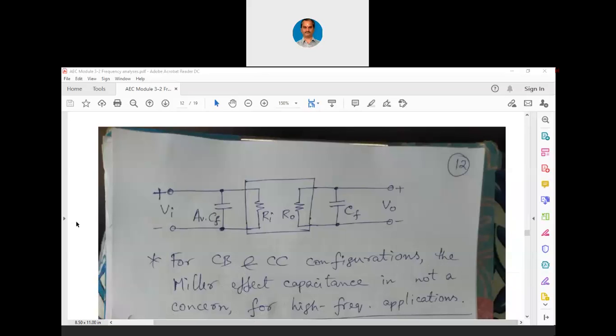You will have to visualize the common base and common collector configurations, and then you will have to understand this.